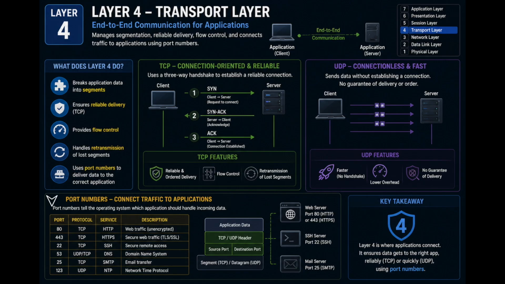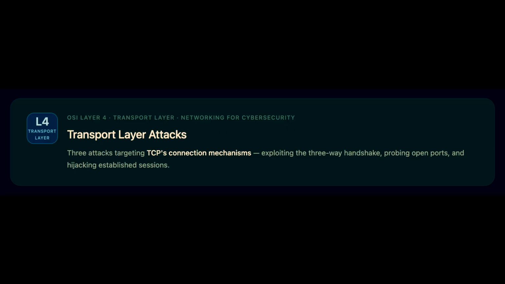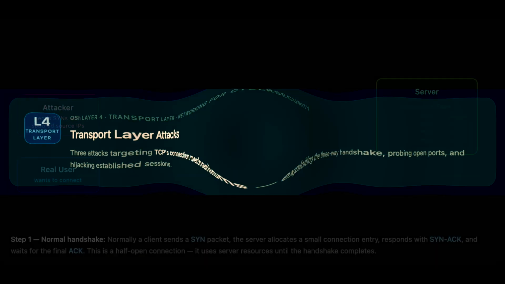Port numbers also live at Layer 4, they tell the operating system which application should handle incoming data. Port 80 is HTTP, port 443 is HTTPS, port 22 is SSH, and so on. Now let's take a look at attacks at Layer 4. Three attacks targeting TCP's connection mechanisms, exploiting the three-way handshake, probing open ports, and hijacking established sessions.